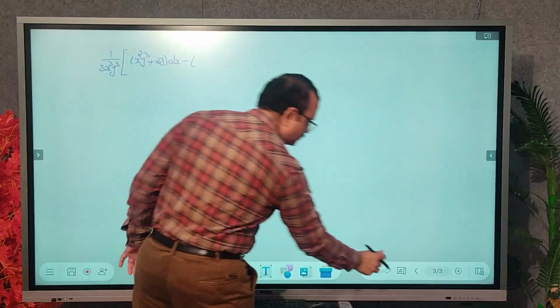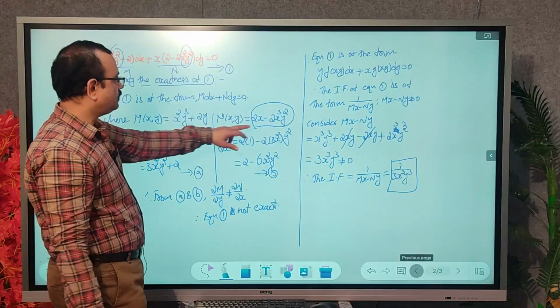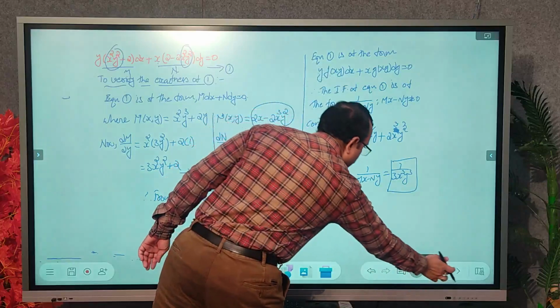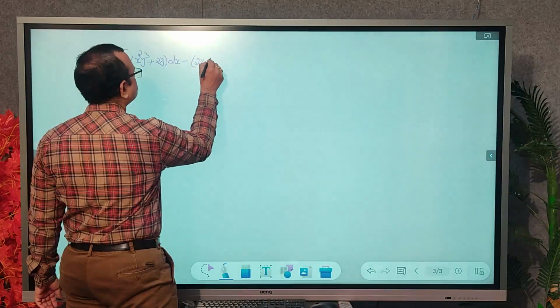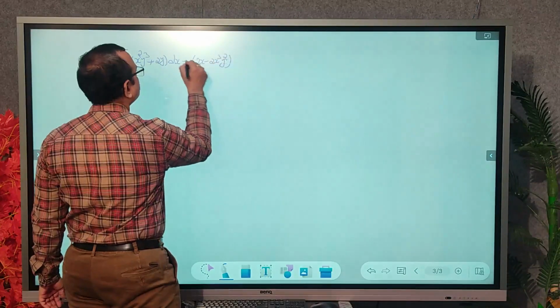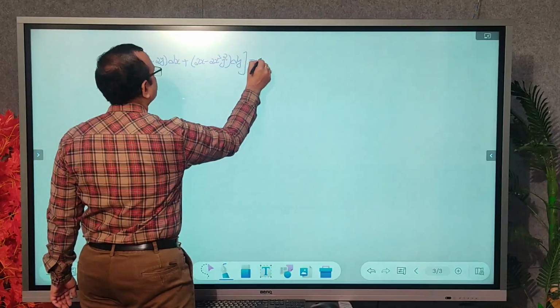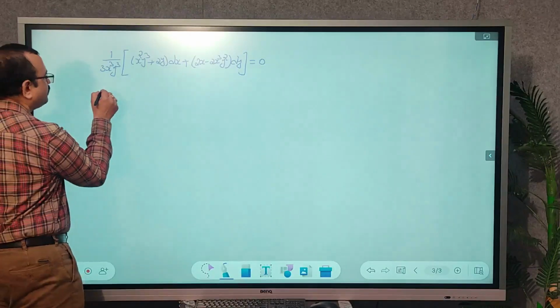Next we will see the next term. So here, what is N? 2x minus 2x cube y square into dy is equal to 0. Now you simplify this.